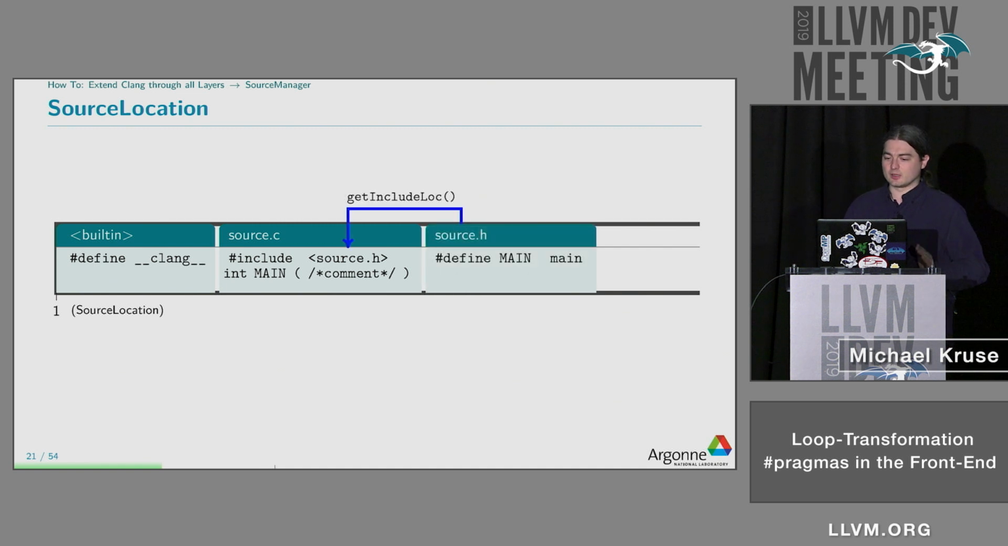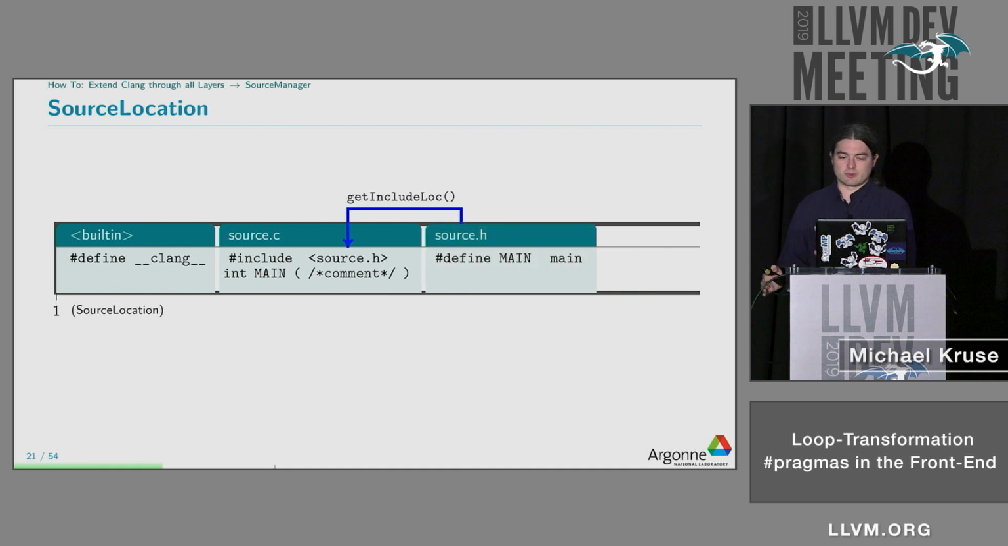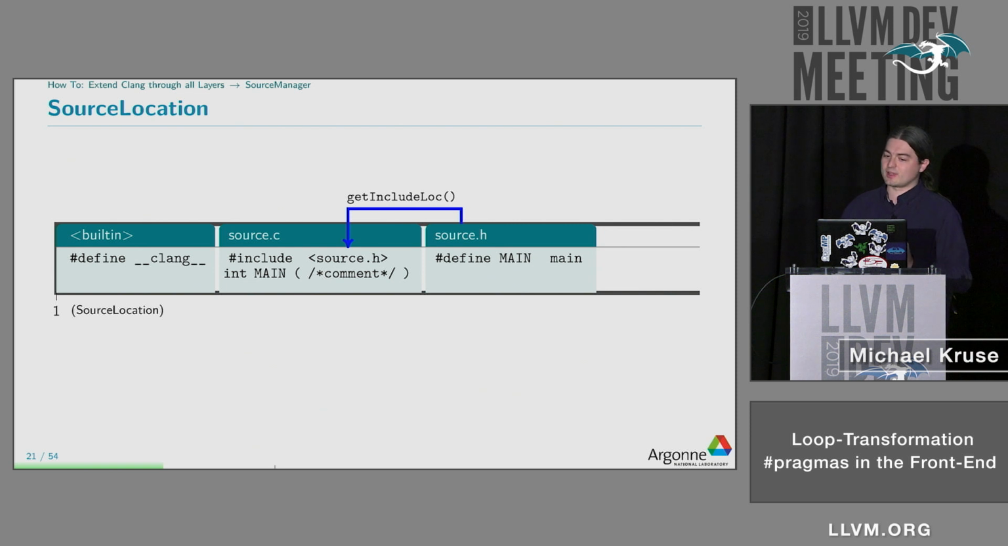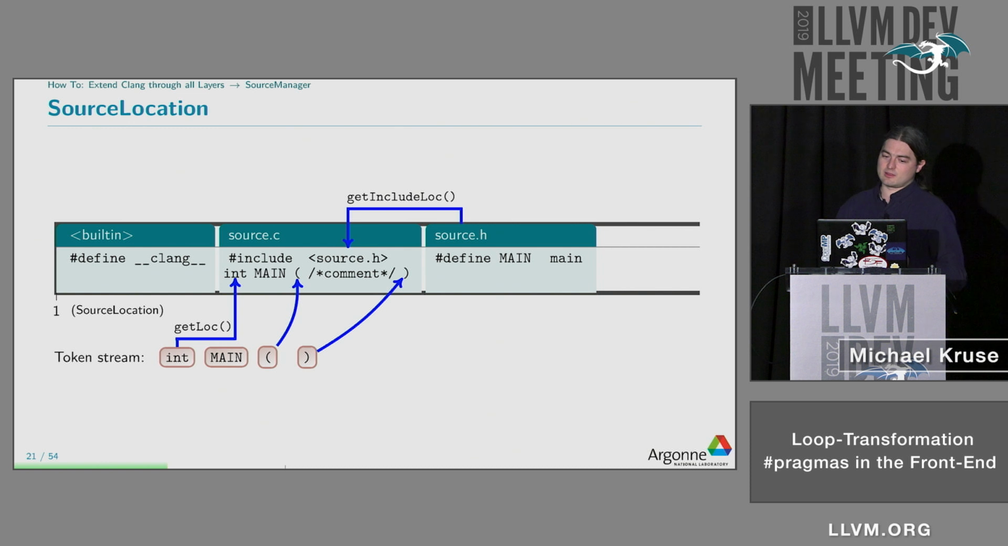If you include something, it's appended afterwards. So you have the source.h, and that points to, there's a function called getIncludeLog, which points to where it is actually included. And this contains the source file. So if you start parsing now, let's say the result of this one, int main, open parenthesis, closing parenthesis, you would point from the token int, which has a function getLog, which points to the location in the source manager as int. The parentheses here as well.